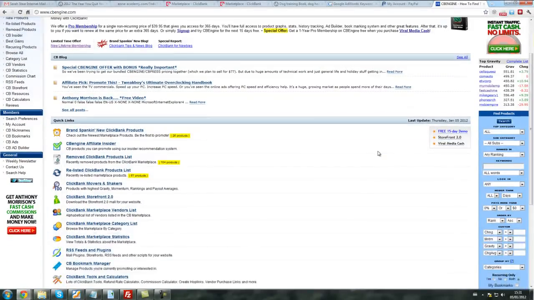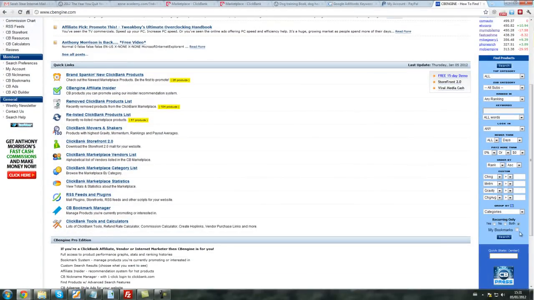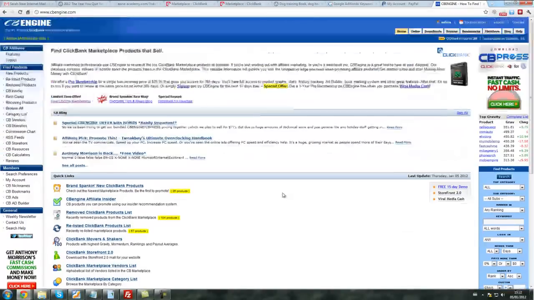So there's all sorts of other things you can do with the search box here. Have a little play around with it. But that's CB Engine. I definitely recommend it. Really, really useful for finding those hot products to build review sites on.